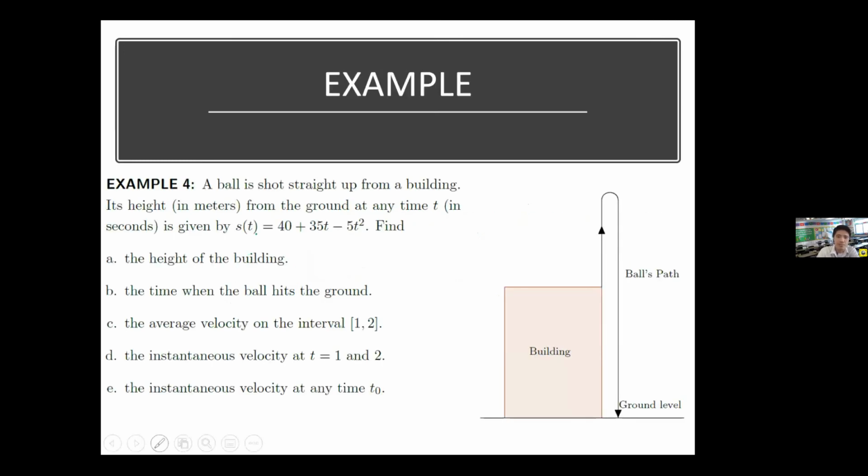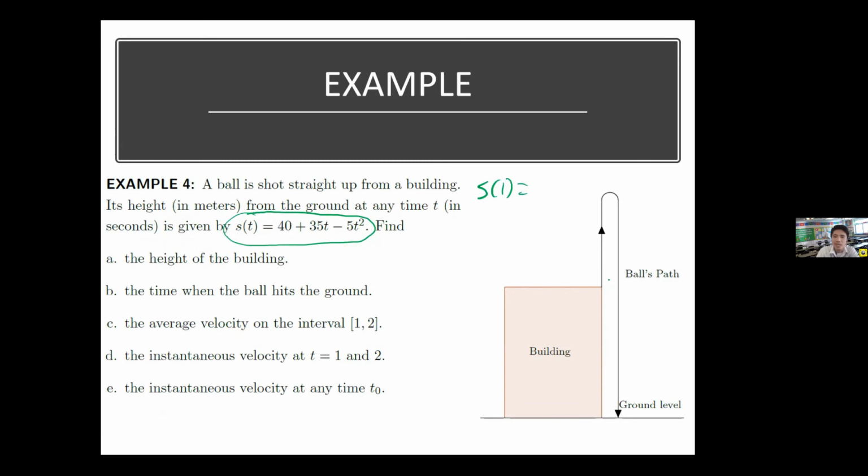So, example ta. We have here a problem. A ball is shot straight up the building. Its height in meters from the ground at any time t in seconds is given by the function s of t is equivalent to 40 plus 35t minus 5t squared. So, kani daw ang formula to determine kung ang distance niya, ang height niya from the ground. Let's say, kung gusto nimo mahibalaan ang after 1 second, pila na iyang distance from the ground, solve lang kag s of 1. So, pulihan na nimo ni tanan og 1 ang t diha.